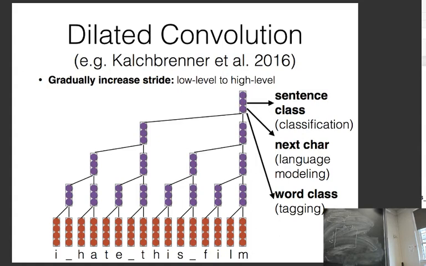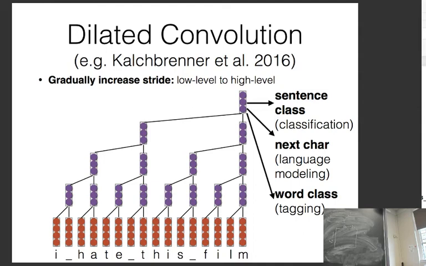So at the bottom, you see there is 1, 2. You have 1, 2, 3, 4, 5, 6, 7, 8, 16. In the second one, you have only 8, and that's because you have a stride of 2, and if you have a stride of 2, you'll have 2 times fewer vectors in the second one.